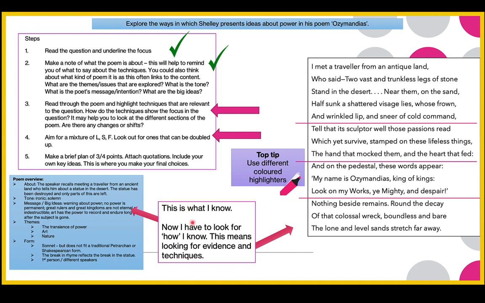Now I have to think about, well, how do I know all of these things? How are they expressed to me by Shelley the poet? And this means looking for your evidence and your techniques. My top tip for you is to use coloured highlighters. If you've got different coloured highlighters, it just helps you to focus. So if you have one for language, one for structure, then you can think, okay, well, my language is green or yellow. I've got a lot of that colour, but I don't have much colour for structure. It just helps to keep you focused on talking about a range of them.